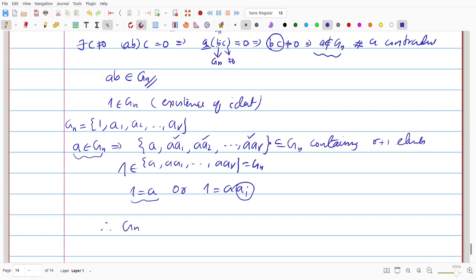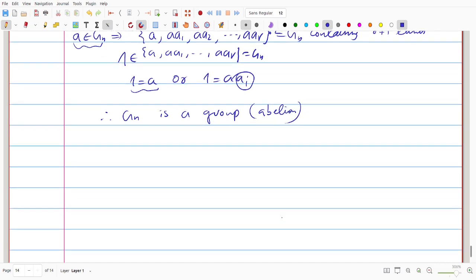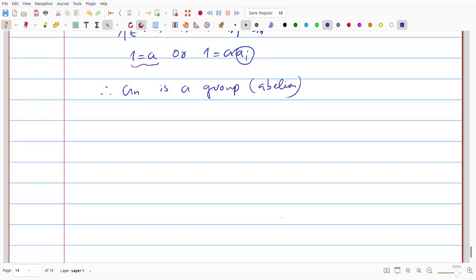Therefore Gn forms a group. Obviously it is an abelian group, because Zn is abelian, and A multiplication modulo n B is the same as B multiplication modulo n A. So this is an abelian group, which proves theorem 20.6. If we prove this theorem, then we can easily prove Euler's theorem, the generalization of Fermat's theorem. That is theorem 20.8, Euler's theorem.